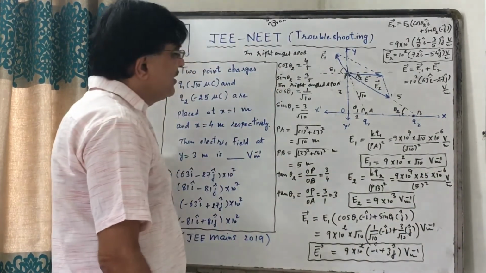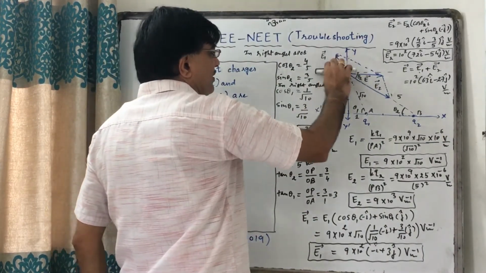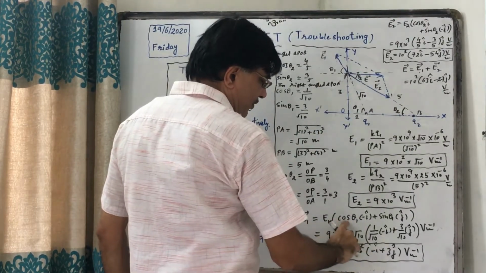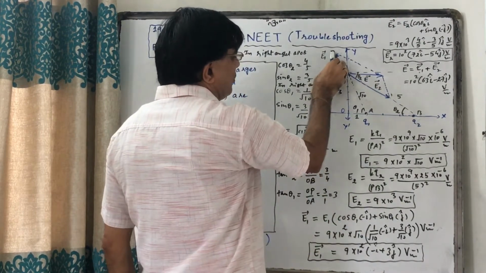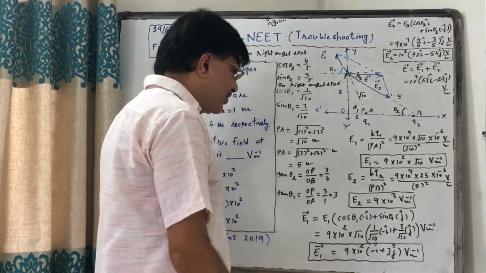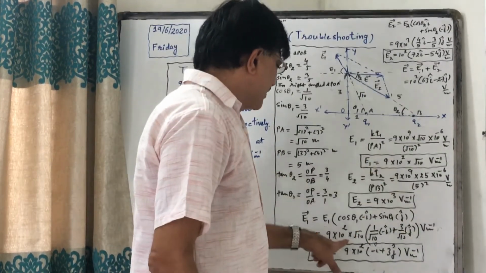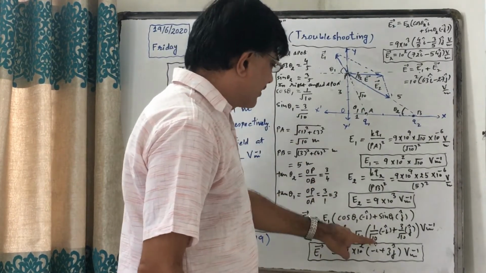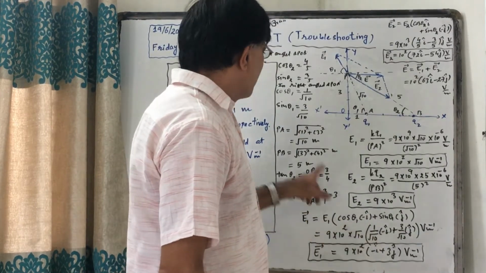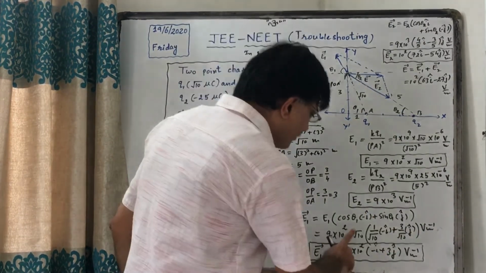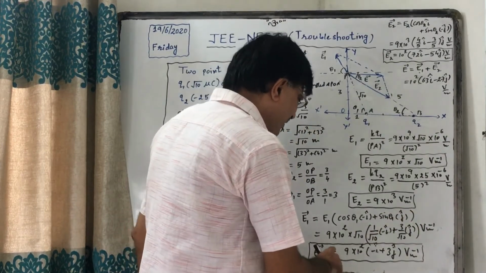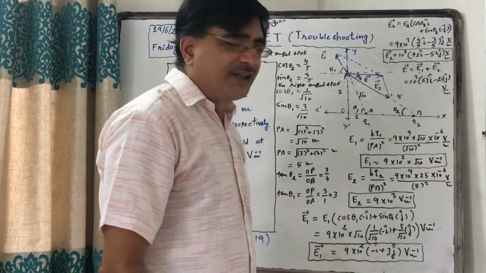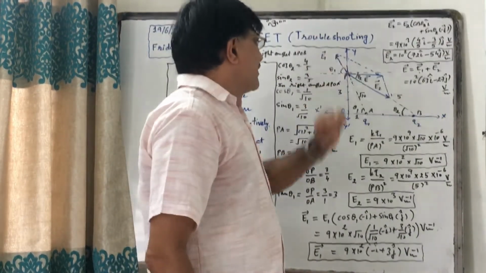Now see, this E1 has two components, cos and sin. The cos component is in negative x direction, so E1 cos theta 1 into minus i cap, and the y component is positive, so plus j cap. Putting the values, E1 is 9 into 10 raised to 2 into root 10, into cos theta 1 which is 1 by root 10 into minus i cap, plus sin theta 1 which is 3 by root 10 into j cap. So this root 10 will be cancelled. So 9 into 10 raised to 2 in bracket minus i cap plus 3 j cap volt per meter. That is this E1.